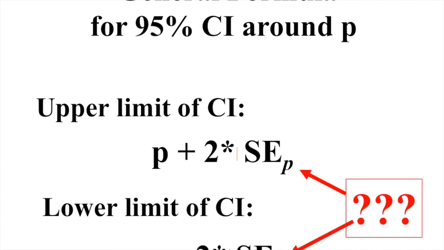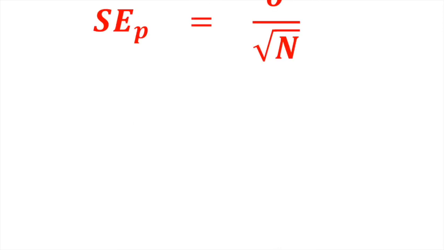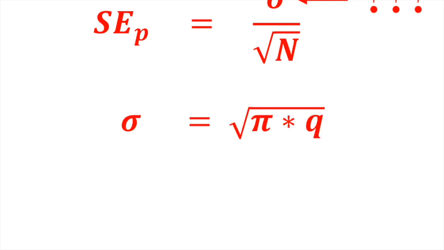It's usually impossible to know what the standard error really is. You remember this formula for the standard error of p? To solve this formula, you need to know sigma, the standard deviation in the population. How do you know the standard deviation in the population? No one knows the standard deviation. Of course, we do have the formula to calculate sigma. It's the square root of pi times q.